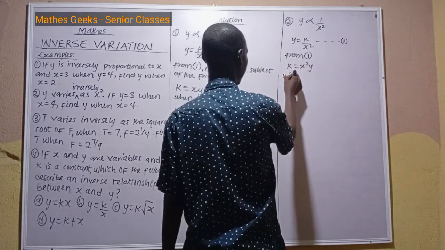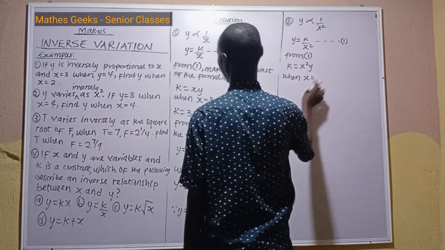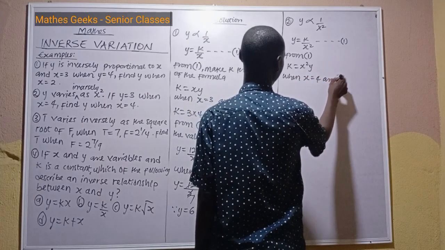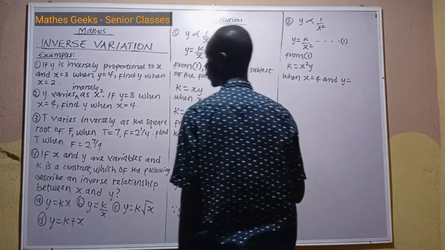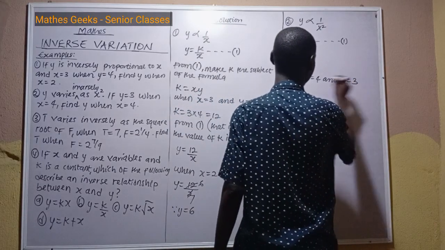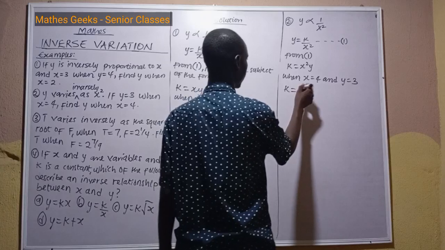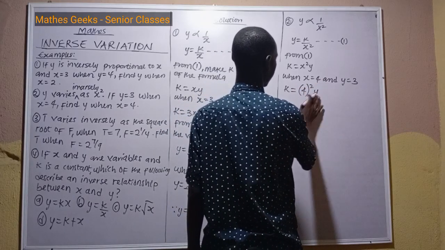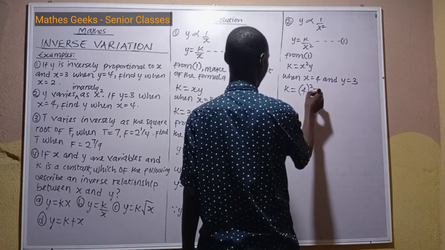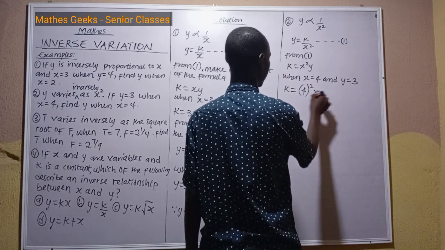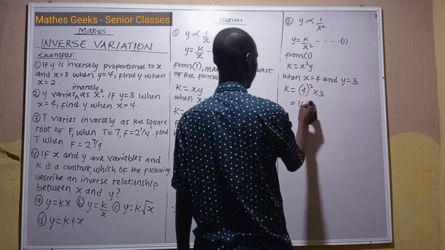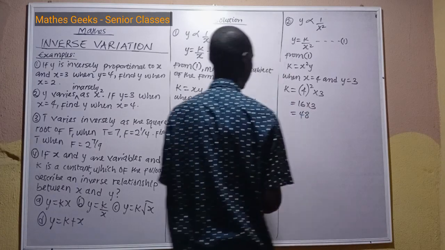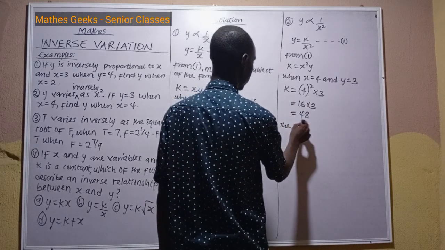Now when x is equal to 4 and y is equal to 3, what is k? k is equal to 4 raised to the power of 2 times 3. So 4 raised to the power of 2 is 16, times 3 is equal to 48. So k is 48.